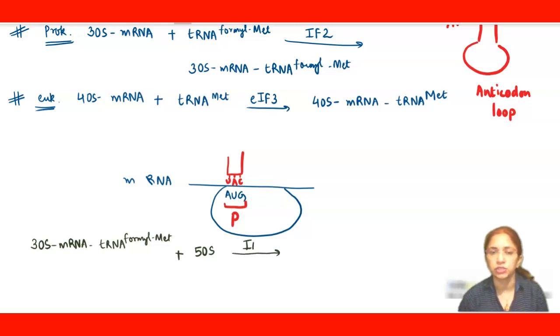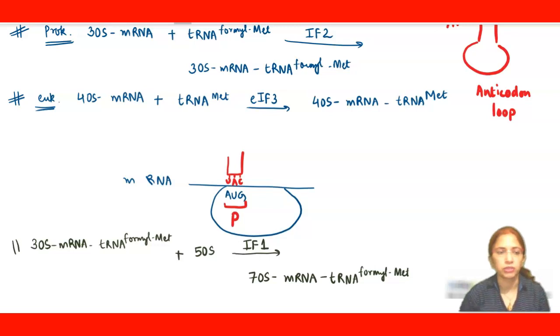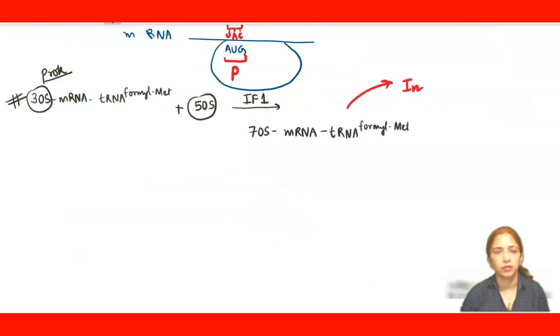In this process, initiation factor 1 will help. So overall, as a result, what will be formed? 70S ribosome will be formed. It will be attached to messenger RNA along with transfer RNA carrying formylated methionine. This is the process we have done in the prokaryotes, because here the subunits are 30S and 50S, and that was told to you in the beginning only. Okay. Now let's see how it happens in the eukaryotes.